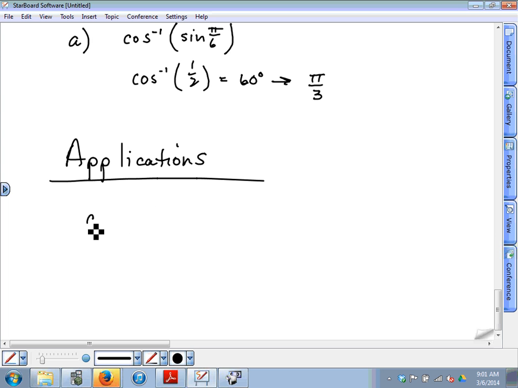So, a 96-foot tree casts a shadow that is 120 feet long.